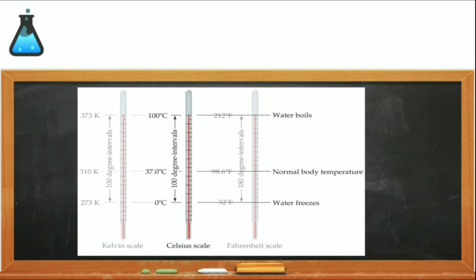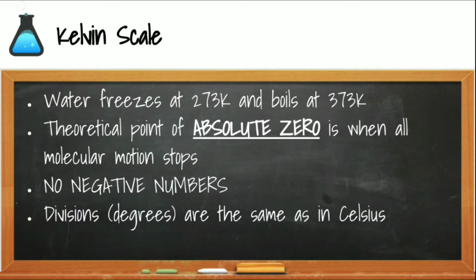Now, the Kelvin scale is made so that there are absolutely no negative numbers. So on the Kelvin scale, water freezes at 273 Kelvin and water boils at 373 Kelvin. Absolute zero, or 0 Kelvin, is a theoretical point when all molecular motion stops. There are no negative numbers on the Kelvin scale.